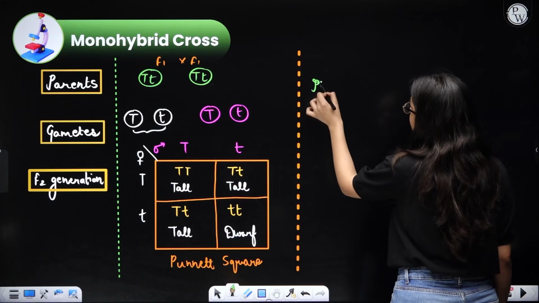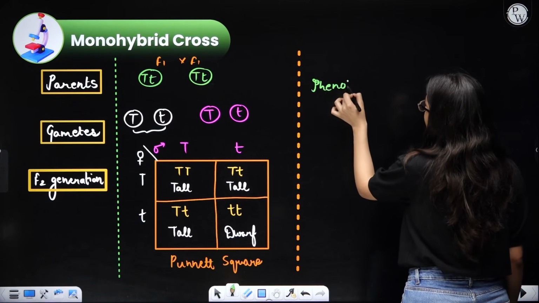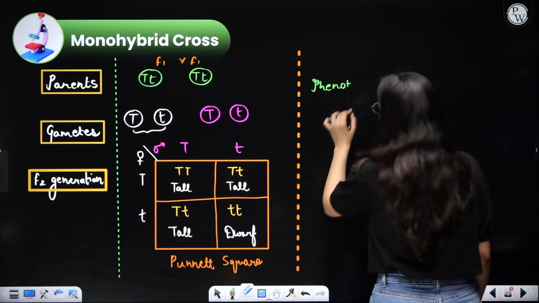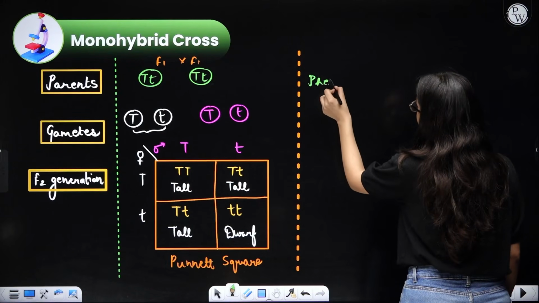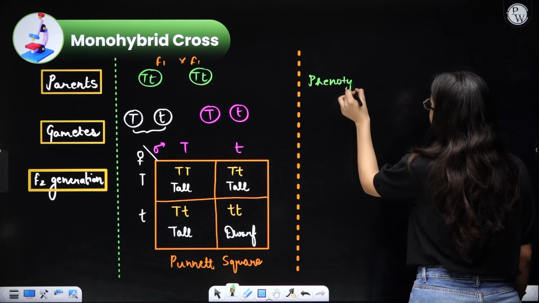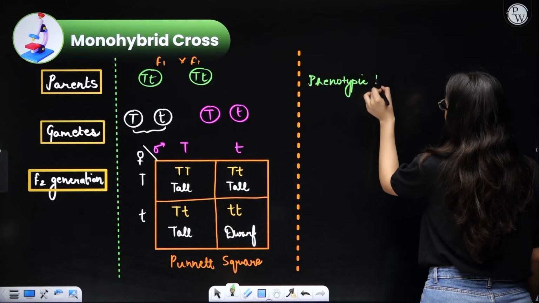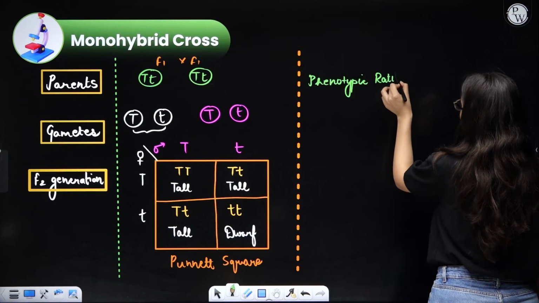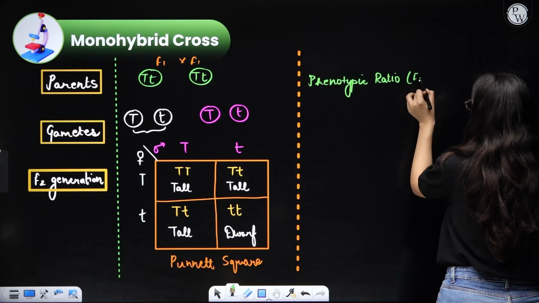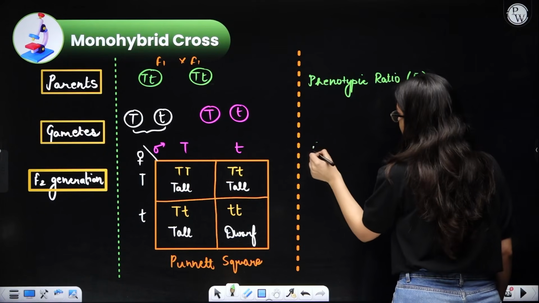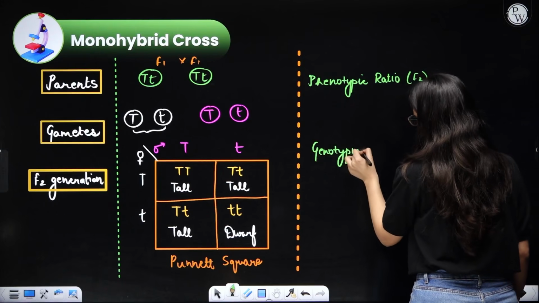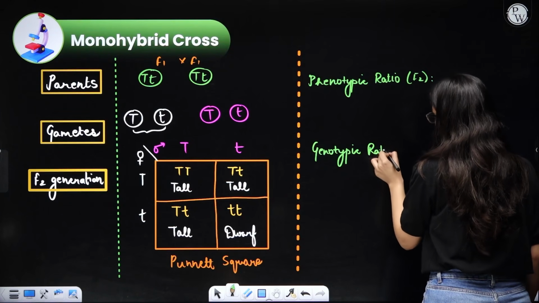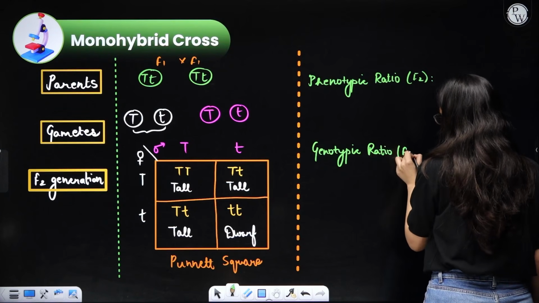So, let us write it together. First, we will write the phenotypic ratio of the F2 generation. So, let me rewrite it in a better way. Phenotypic ratio. These are only for F2. Okay. And then we also have to mention the genotypic ratio of the F2 generation. Let us see beta what is the phenotypic and the genotypic ratio.